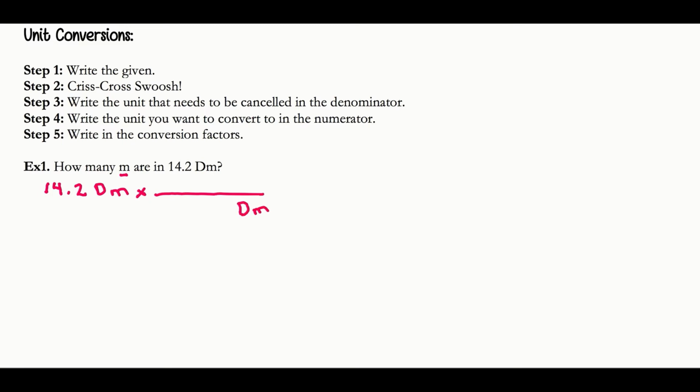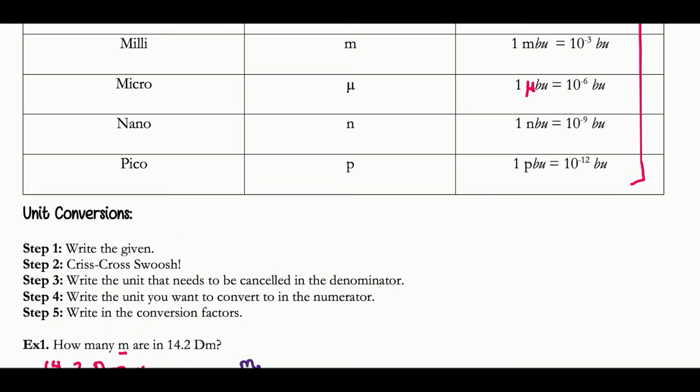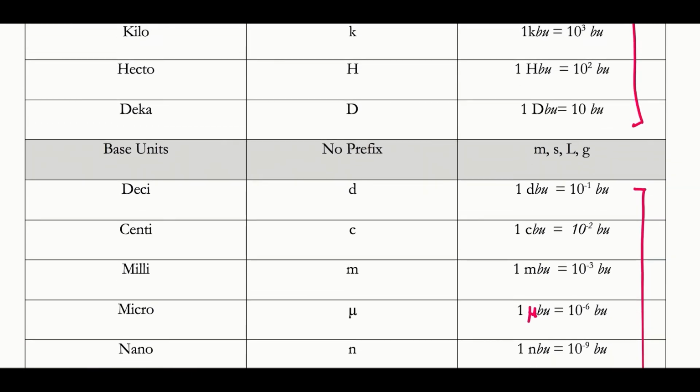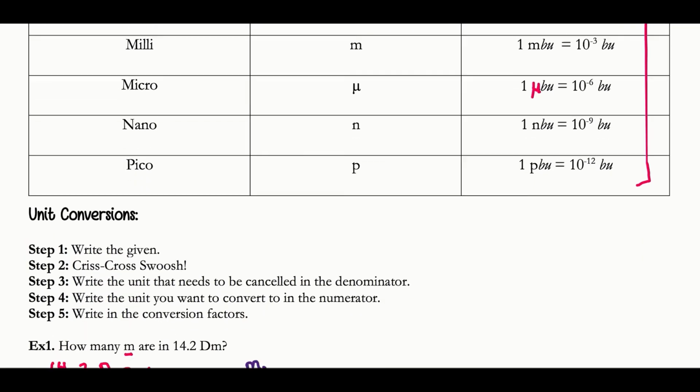Okay. And then step 4 tells you to write the unit you want to convert to in the numerator. Well, I want to get into meters. Okay. So it says write in the conversion factor, the relationship between meters and decameters. This will be given to you, or this table up here will be, but let's look. Deca. It says 1 deca base unit equals 10 base units. So in this case, since I'm dealing with meters, it would be 1 decameter equals 10 meters.